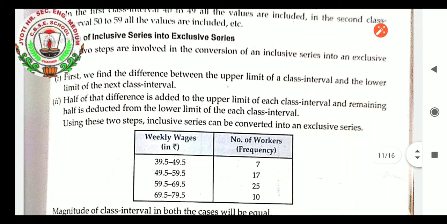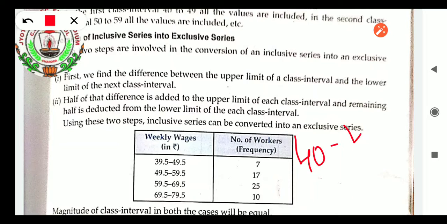Now, students, the rule says that this 0.5 must be subtracted from the lower limit and added to the upper limit. Our class was 40 to 49. If we want to convert it, the lower limit must be deducted by 0.5: 40 minus 0.5 gives 39.5, and 49 plus 0.5 gives 49.5.